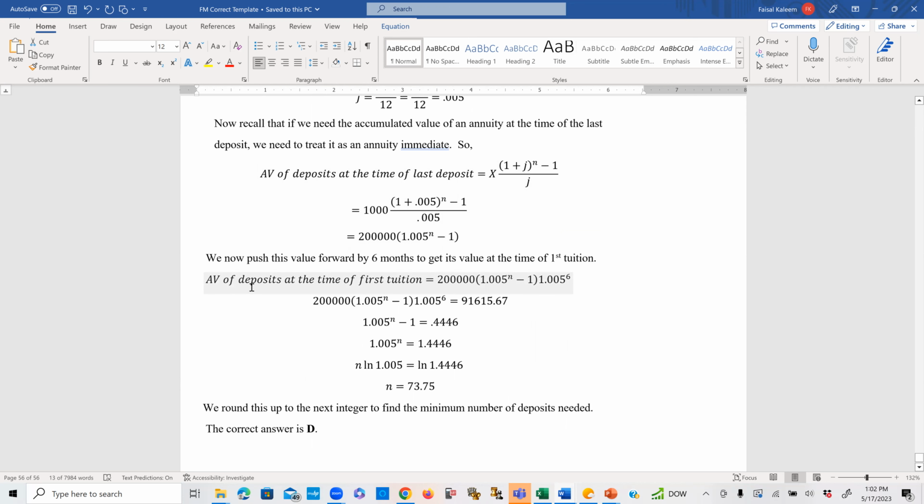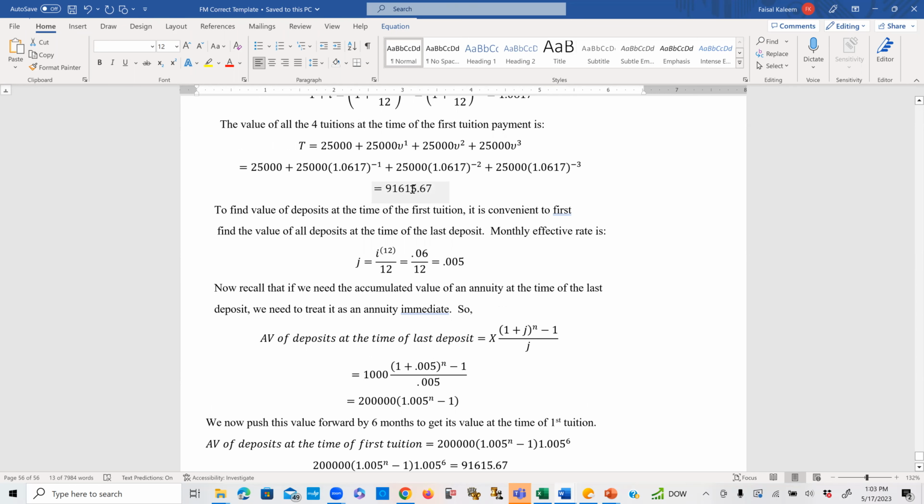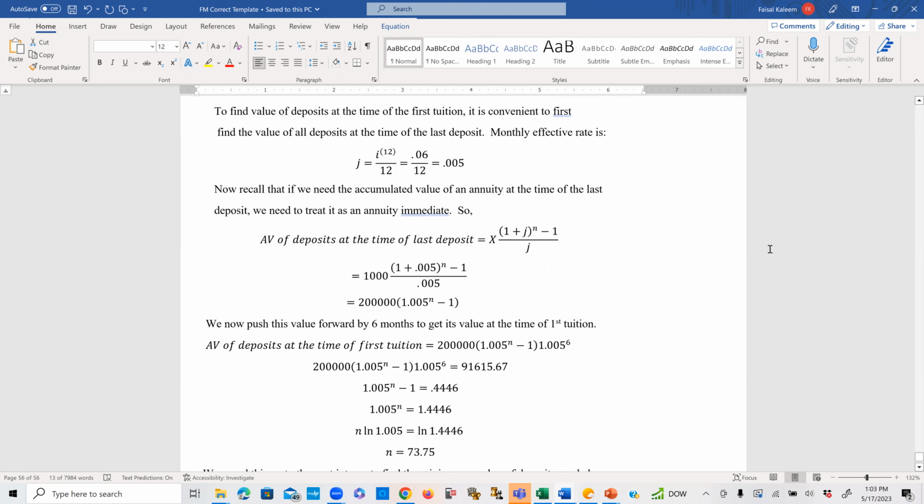Now, we need to push this accumulated value of the deposits to the time of the first tuition, because that's the time at which we have calculated the 4 tuitions. That way we can then equate the two. To push it to the time of the first tuition, we have to push it forward by 6 months, because the last deposit occurred 6 months before the payment of the first tuition. So we multiply it by 1 plus the monthly rate to the power 6, because we're pushing it 6 months and the monthly rate is 0.005. So we multiply the accumulated deposit value by 1.005 to the power 6 in order to push it forward 6 months. And then this accumulated value we would like to be equal to the total value of the 4 tuitions. So we equate the two.